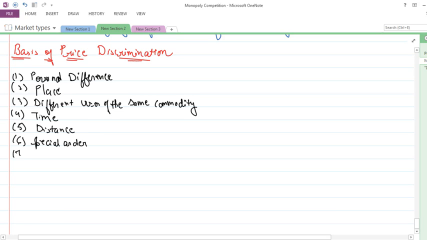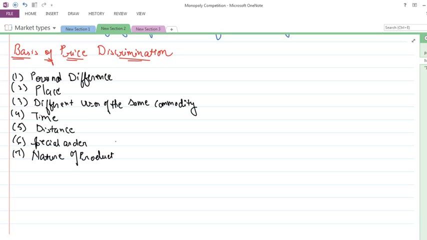Then we have the seventh basis for price discrimination, which is nature of product. For example, the railways department may be charging a higher price for carrying coal and luxuries and a lower price for cotton and necessaries of life. So if it is a necessary good, the price would be low. On the other hand, if it is a luxury good, then the price would be high.